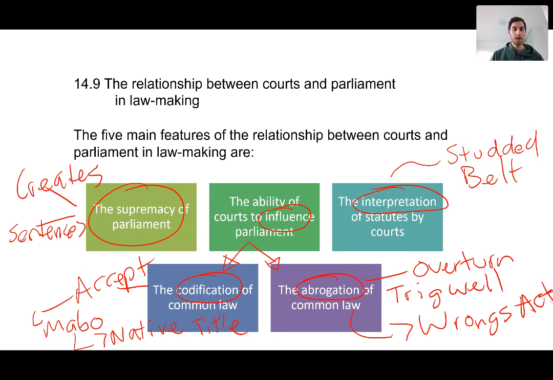And those are our 5 relationships between court and Parliament. First, we've got the supremacy of Parliament. They create the laws, they create the courts, and in turn, the courts then interpret the laws made by Parliament, and this can influence Parliament to either codify, accept those laws, or abrogate, overturn them. And that's our relationship between court and Parliament.